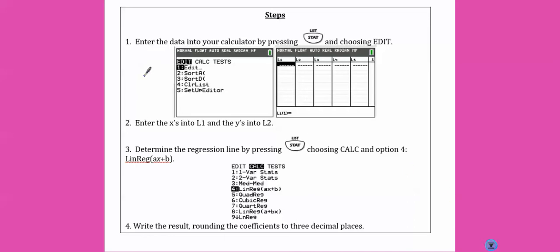The first thing you're going to do is to enter your data by pressing the Stat button and then choosing Edit. It's the first thing in the list. This screen here will pop up. Your X's always go in L1 and your Y's always go in L2.